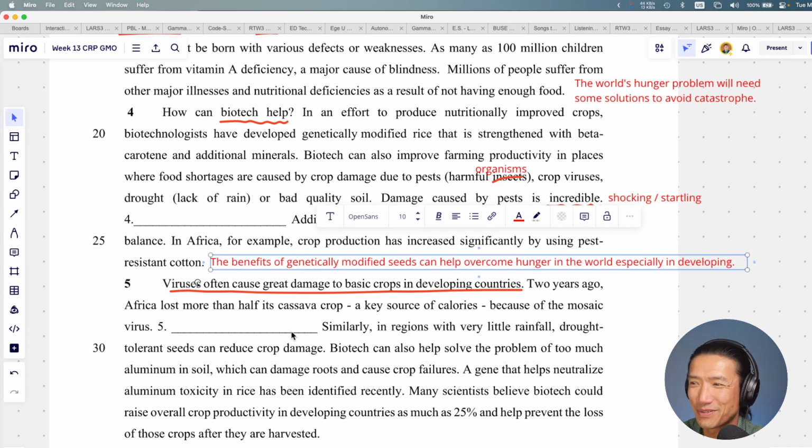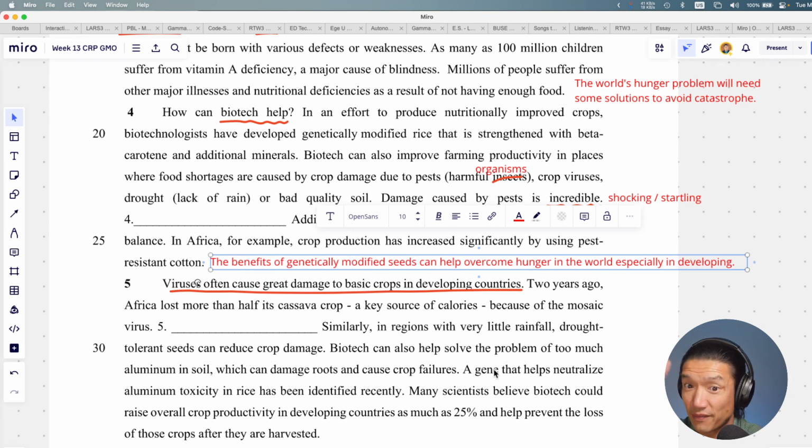Similarly, in regions with very little rainfall, drought-tolerant seeds can reduce crop damage, right? So some don't need as much water as other crops, or they just don't die as quickly. Biotech can help solve the problem of too much aluminum in soil, which can damage roots and cause crop failures. A gene that helps neutralize aluminum toxicity. So toxic is an adjective that describes something that is not good for you, that harms, like some kind of chemical. Toxicity, now we're making it into a noun. Look at that.